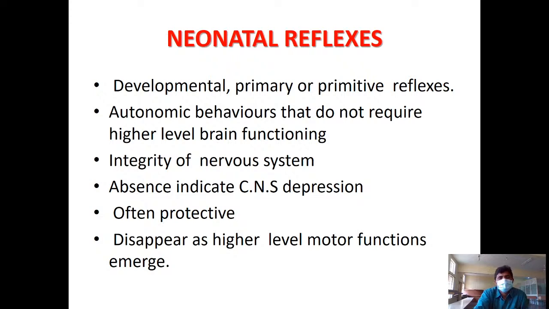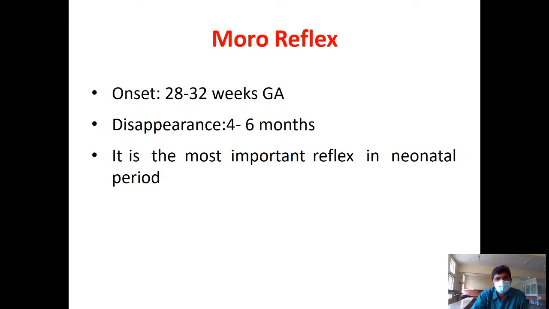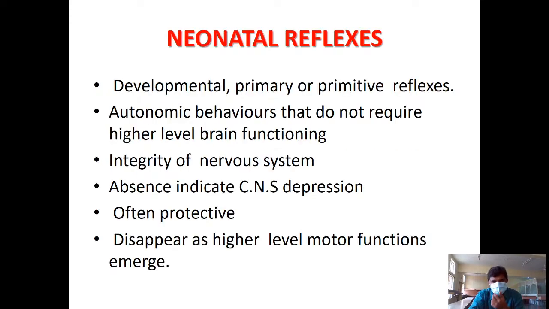Then the most important part of the CNS examination is neonatal reflexes. Neonatal reflexes are also called developmental or primary or primitive reflexes. These are automatic behaviors that don't require any higher level of brain functioning, and basically they assess the integrity of the nervous system. They are absent if there is any CNS depression, and often these are protective and disappear as higher level functions emerge. The most important neonatal reflex is Moro's reflex.